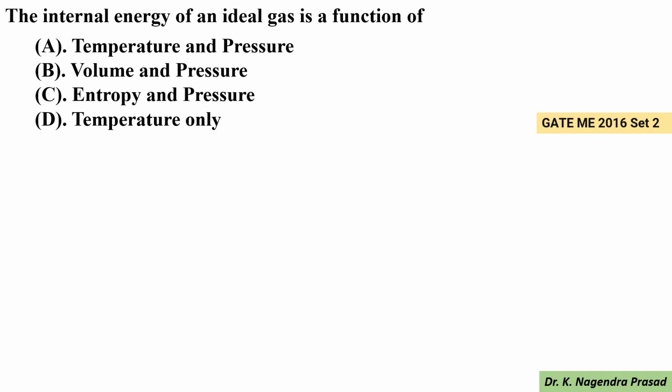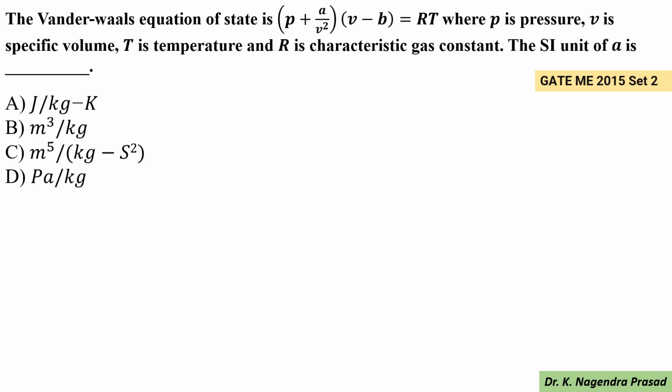Let's see the next question. The internal energy of an ideal gas is a function of, option A, temperature and pressure. Option B, volume and pressure. Option C, entropy and pressure. Option D, temperature only. We know that the internal energy of an ideal gas is a function of temperature only. So option D is the correct answer. Let's see the next question.